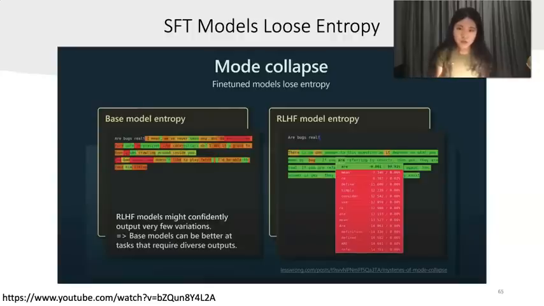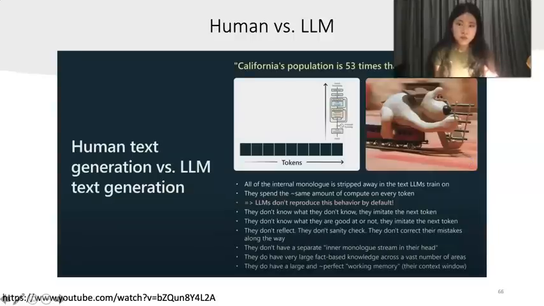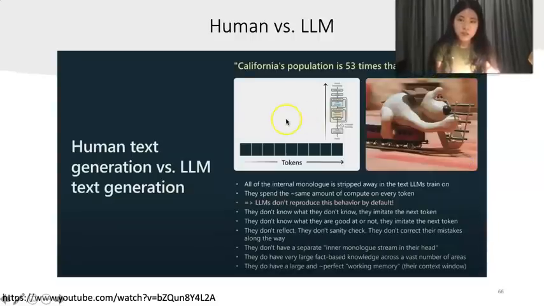So in other words, the RLHF models might confidently output very few variations, but base models can be better at tasks that require diverse outputs. And here are some human text generation comparisons with LLM text generation.